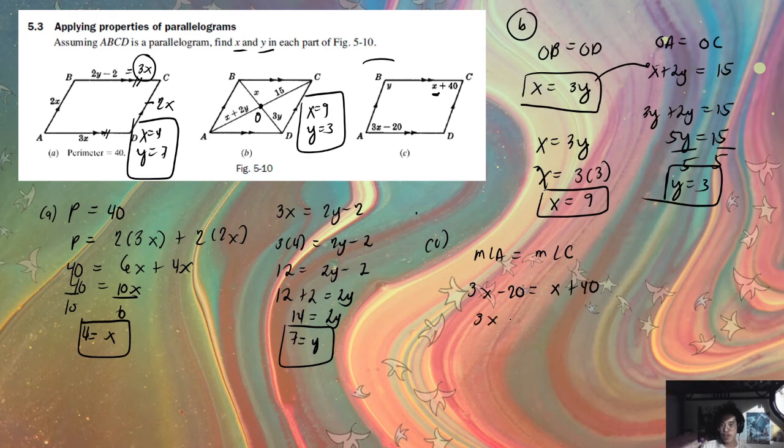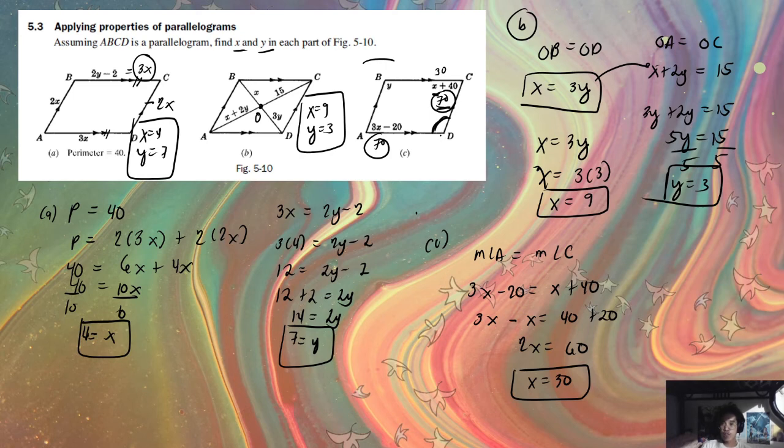So that should give us 3x minus x is equal to 40 plus 20. So that should give us 2x is equal to 60. And therefore, x must be equal to 30 for this problem. Now, if x is equal to 30, we can substitute that here. So that's 30 plus 40, so this must be 70. And let's just check. This one is going to be 3 times 30 minus 20, which is also equal to 70. We also know that in a parallelogram, the adjacent angles are supplementary to each other.